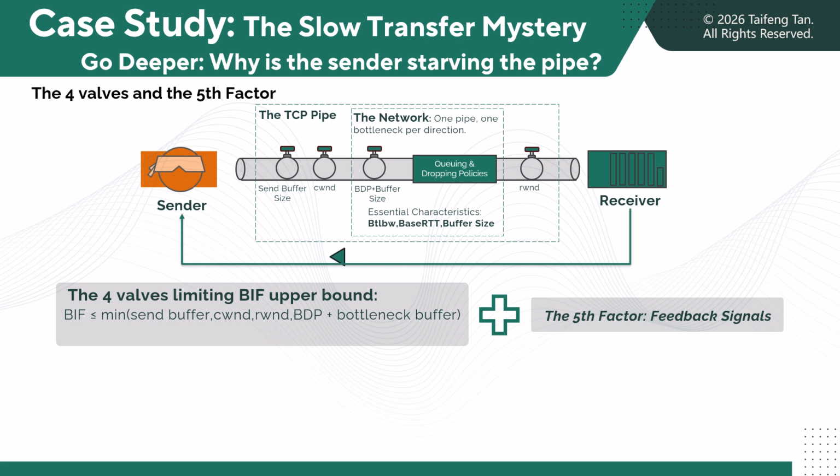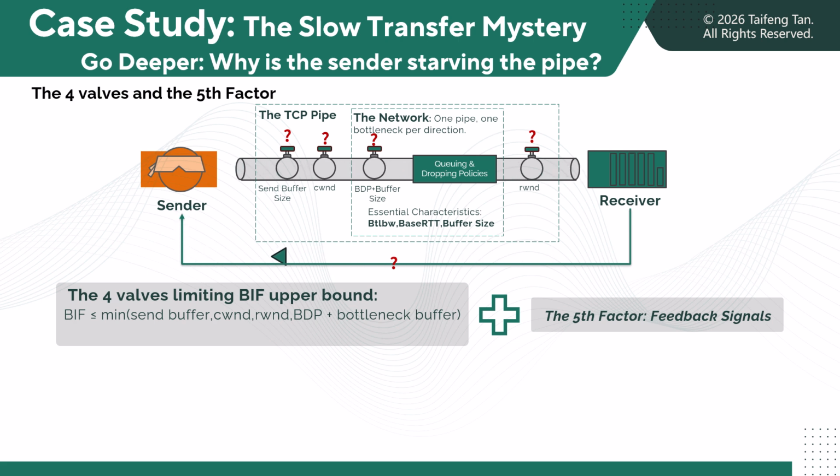From the TCP end-to-end perspective, 4 valves determine the maximum possible bytes in flight at any given moment. Bytes in flight is less than or equal to the minimum of 4 values: the send buffer, the congestion window, the receive window, and BDP plus the bottleneck buffer. It means the smallest of these 4 sets the hard ceiling. No matter how big the others are, bytes in flight can't exceed the tightest valve.